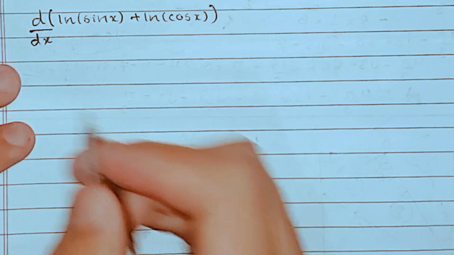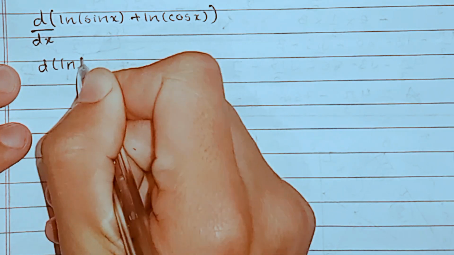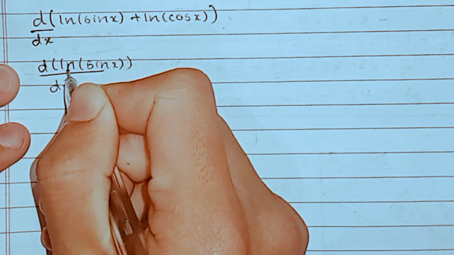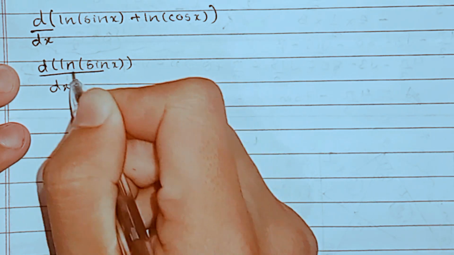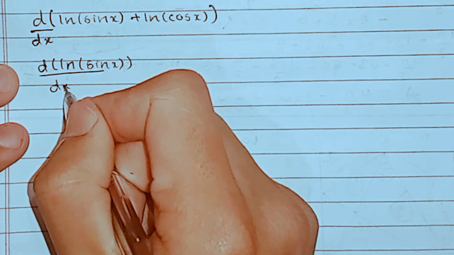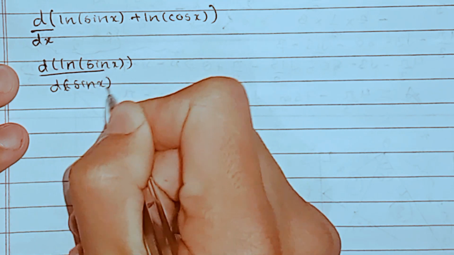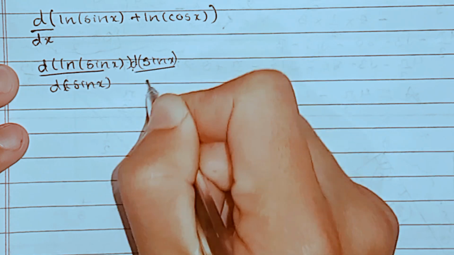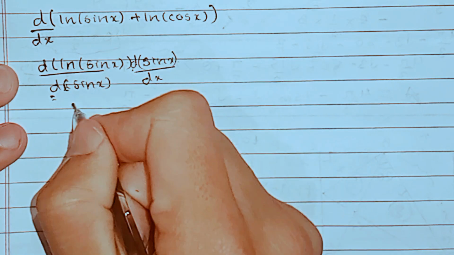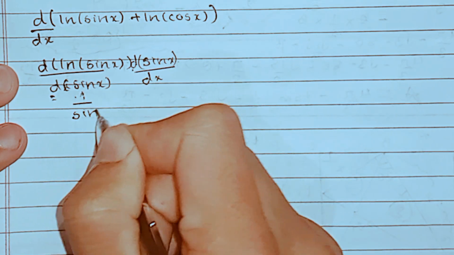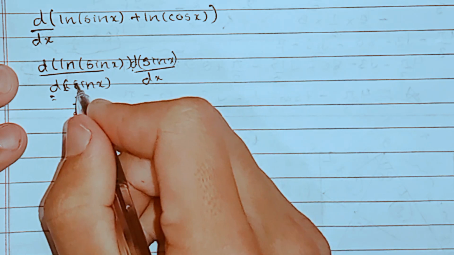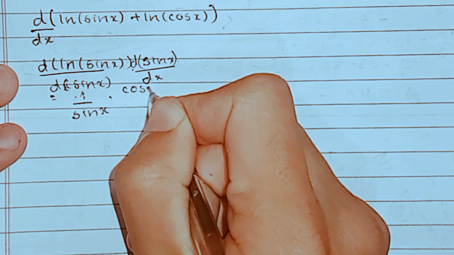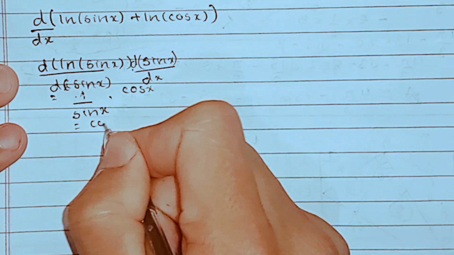So let's begin with the derivative of ln sin x with respect to x. But focus that in the log we have sin x, so we must differentiate with respect to sin x first, and using the chain rule we will write d sin x with respect to dx. So we will get 1 by sin x, because the derivative of ln x with respect to x is 1 by x. So the derivative of ln sin x with respect to sin x will be 1 by sin x, and the derivative of sin x will be equal to cos x. So we will be getting here cot x.